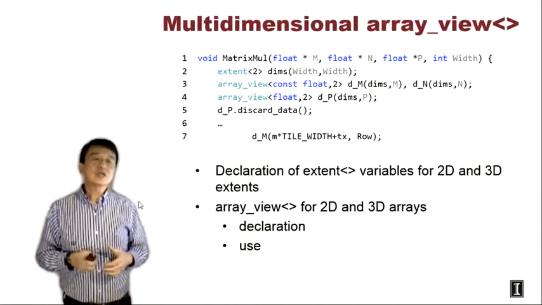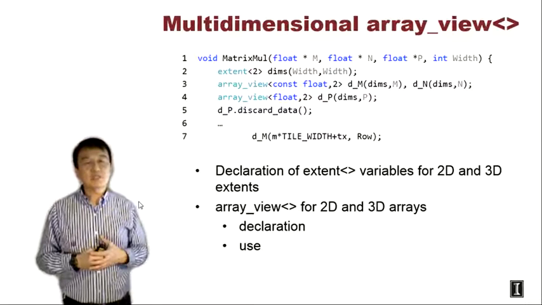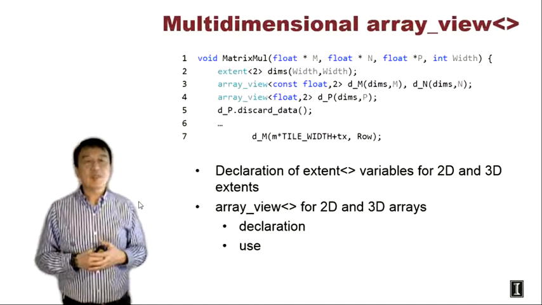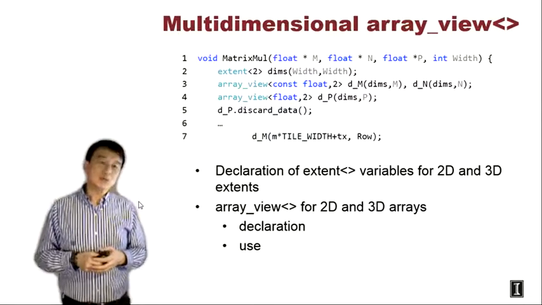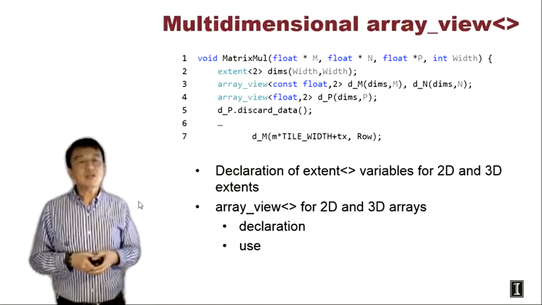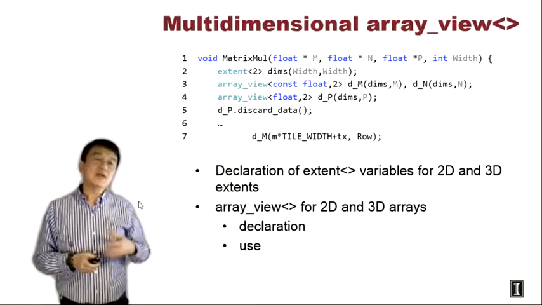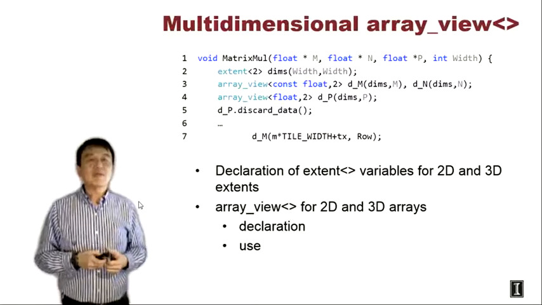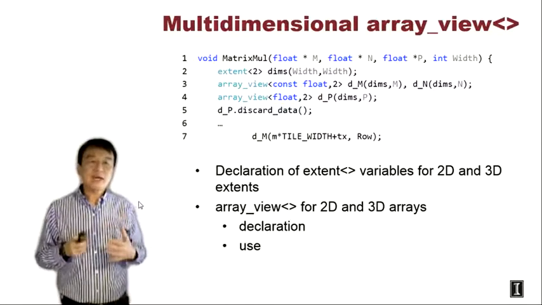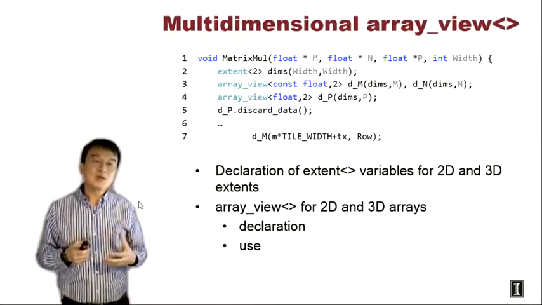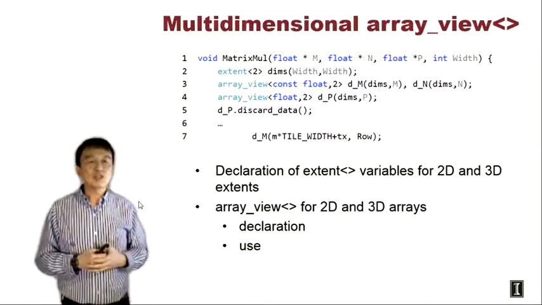This brings us to the last advanced feature of C++ AMP that we're going to cover today: the multidimensional array view. So far, we have introduced array view with one-dimensional examples, but array view is actually even more useful, more important, for multidimensional arrays.